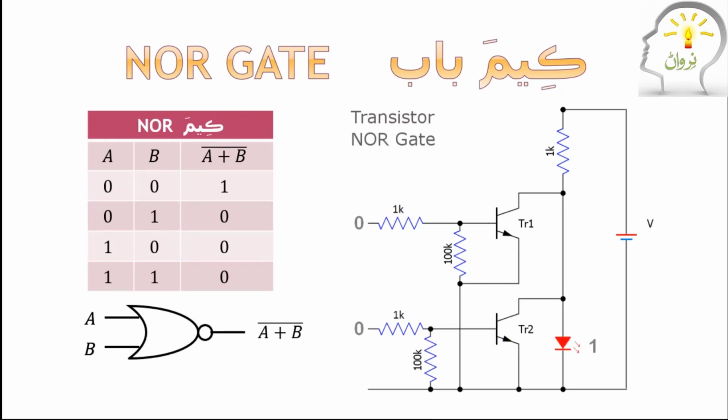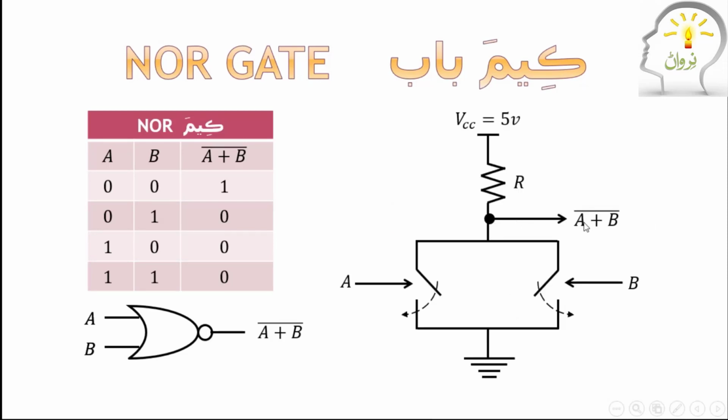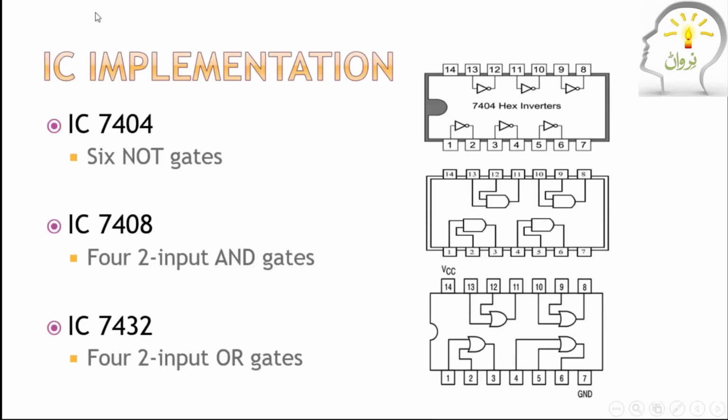Sir, when both inputs are zero. Okay, when both inputs are zero, both transistors will be open. When both transistors are open, it means both switches are open. When both switches are open, it means the resistance here is infinite and the output will be A NOR B, which means 1.